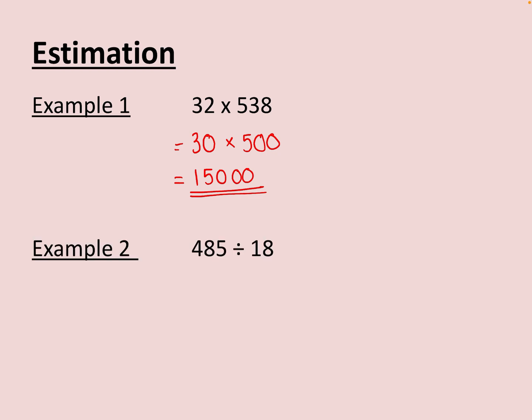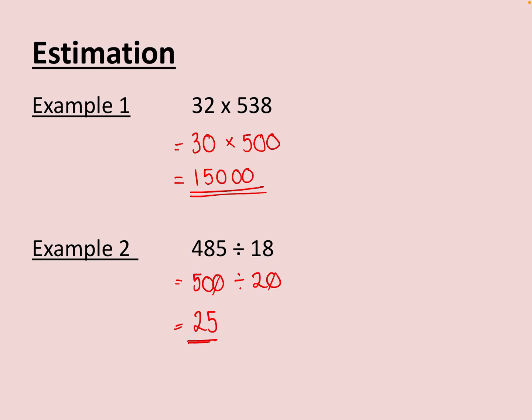Next one, I have got 485 divided by 18. Again, if I was to make that one significant figure to give me a rough idea of the answer, that would be 500 divided by 20, and 500 divided by 20 gives us 25. So a shortcut to that one, if you remember going back to maybe even first year, knock off the zeros and we just do 50 divided by 2 if this was non-calculator.